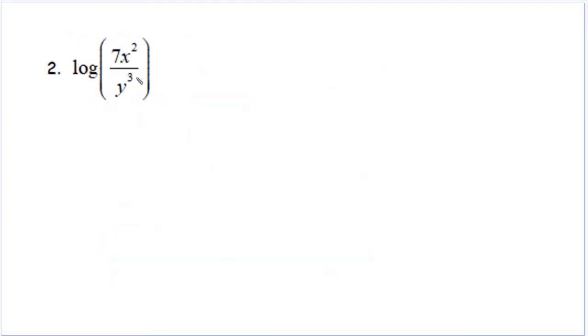Okay, so again, I have no power, so I'm expanding. I have no power on the outside, so I don't have to deal with that first. So the first thing that I'm going to deal with here is the quotient. It would be too difficult to try and break that product up before I did the quotient. So I'm going to have log of 7x squared minus log of y cubed.